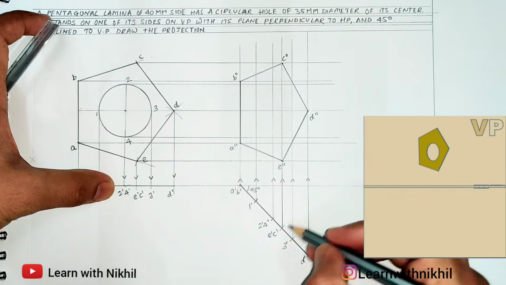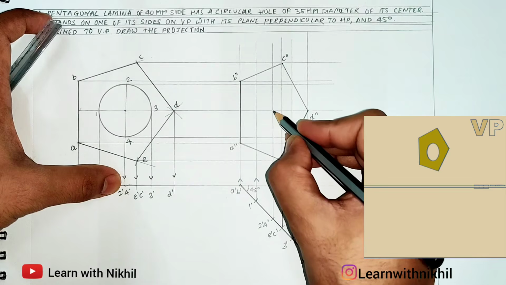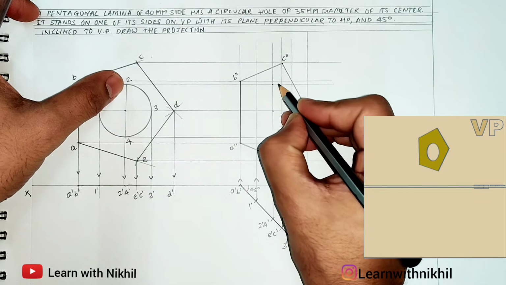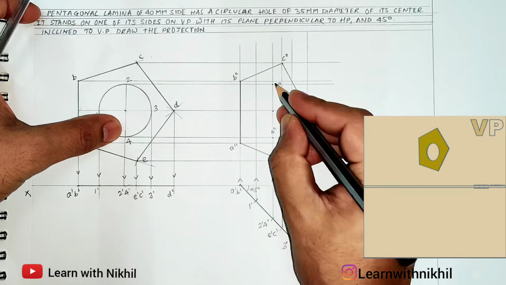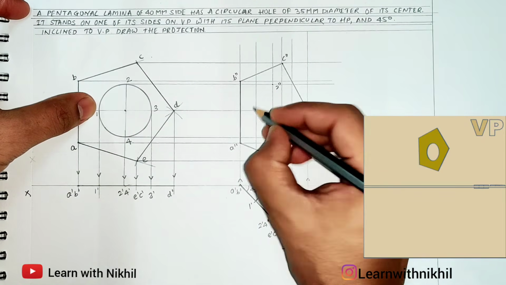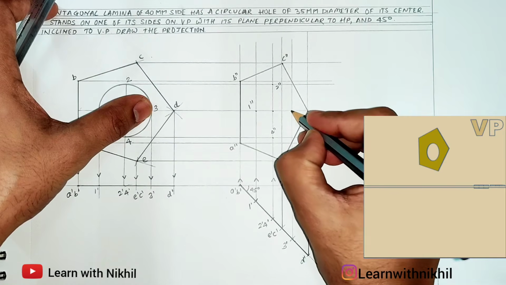Now same for the circle you have to do. This is the center point. This is 2 double dash. This will be 4 double dash. This will be 1 double dash and 3 double dash.